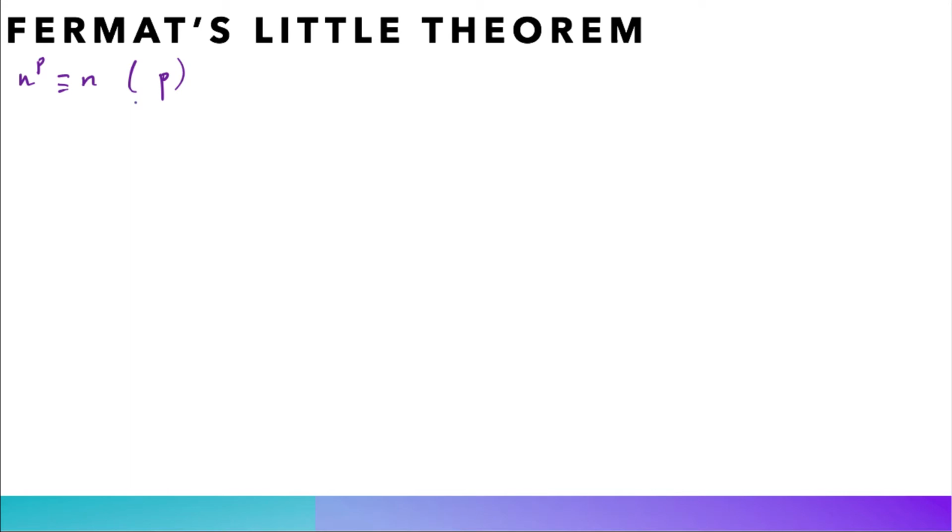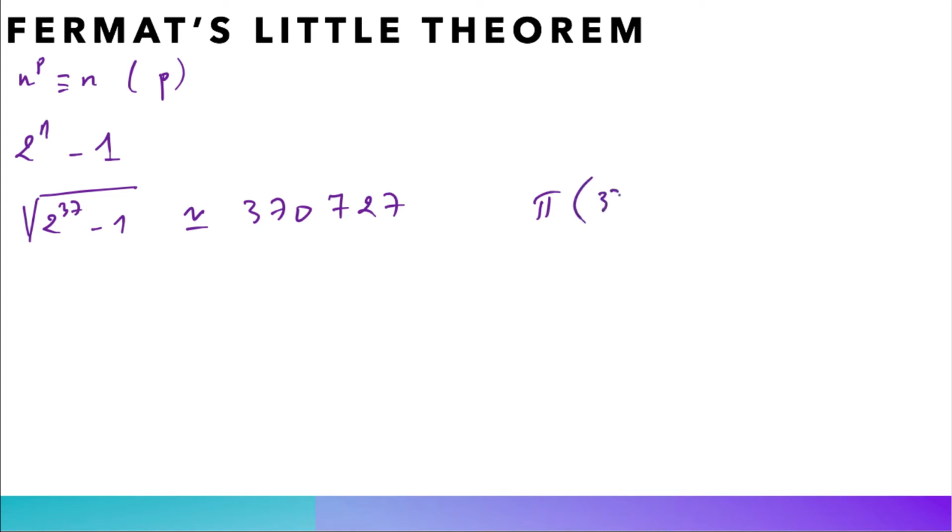We've seen in our previous lecture that Fermat was trying to factor numbers of the form 2 to the n minus 1 when n is a prime number. A straightforward way to do this is to successively divide it by all the primes up to its square root. But for instance, the square root of 2 to the 37 minus 1 is almost equal to 370,727, and the number of prime numbers lesser than this number is equal to 31,579. So checking this huge amount of prime numbers is a great amount of work if you're not lucky enough, and at least without any computer.